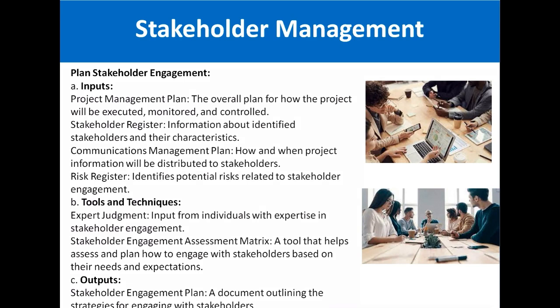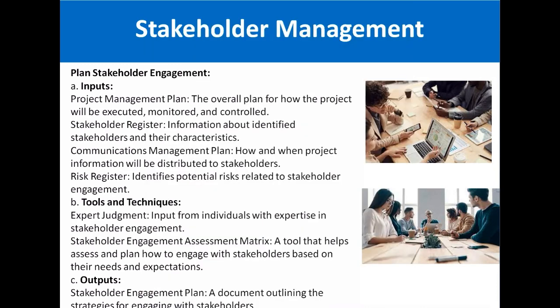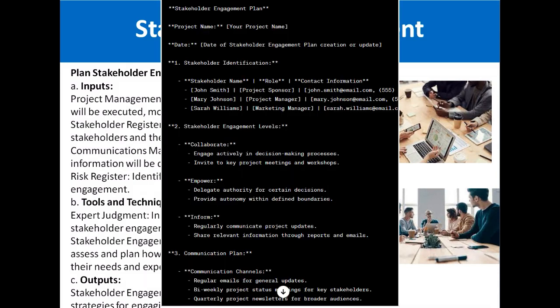Obviously, a person who has expertise in this domain will help you a lot. The stakeholder engagement assessment matrix is another very important document, a tool that helps assess and plan how to engage with the stakeholders based on their needs and expectations. The output of this whole process is the stakeholder engagement plan.